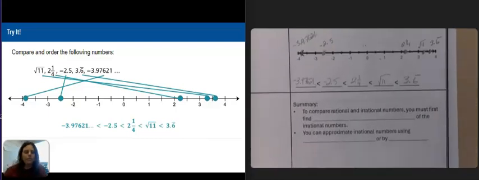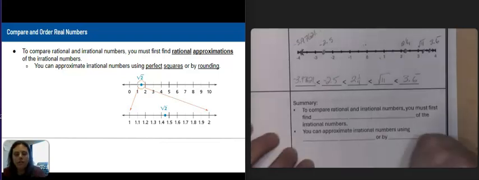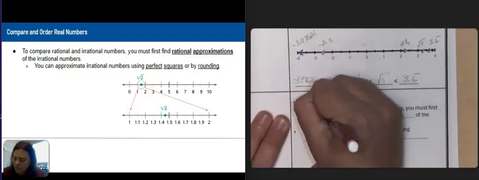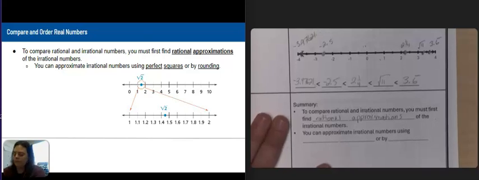To summarize what we learned in this lesson, in order to compare rational and irrational numbers, you must first find the rational approximations of the irrational numbers. You can approximate irrational numbers by using perfect squares or sometimes by rounding.